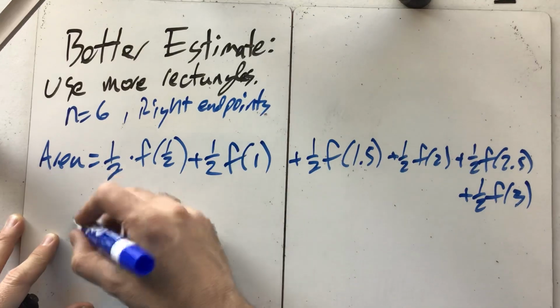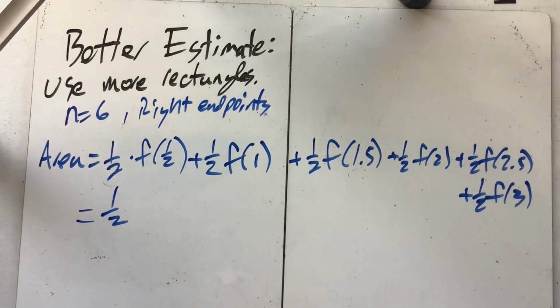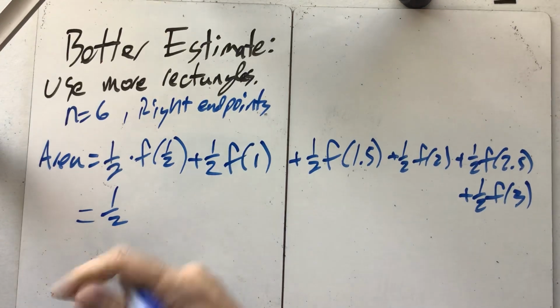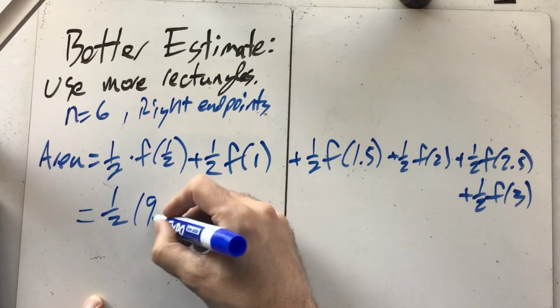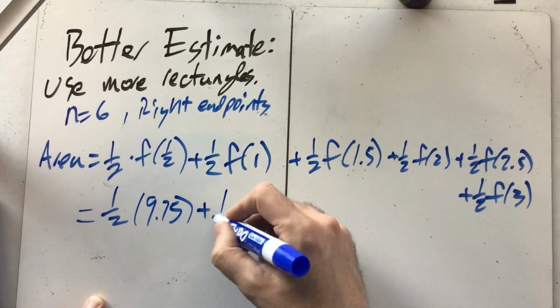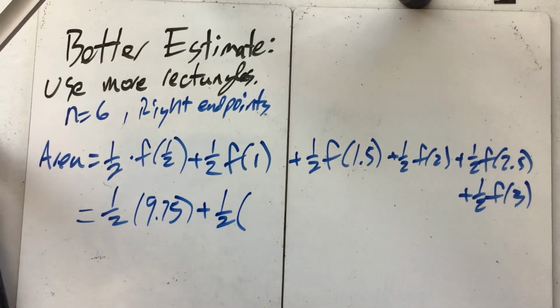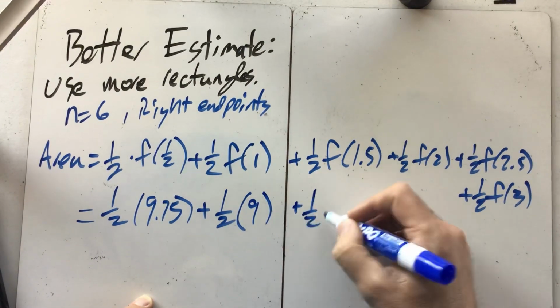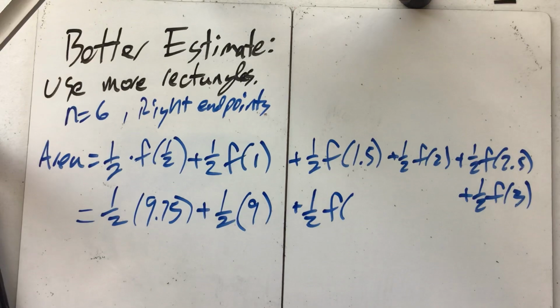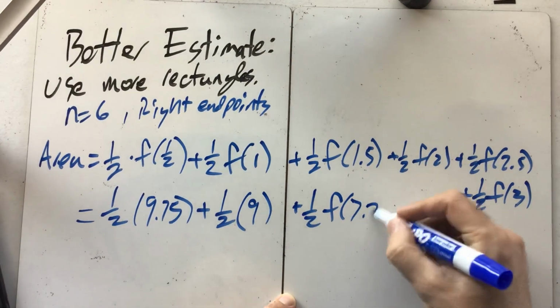And so when we do all this, we get 1/2, and then f of 0.5 is what we get when we put 0.5 in our equation. That's 10 minus 0.5 squared, and so this is 9.75. And then f of 1 is 10 minus 1 squared, and we get 9. And then f of 1.5, we do 10 minus 1.5 squared, and we get 7.75.